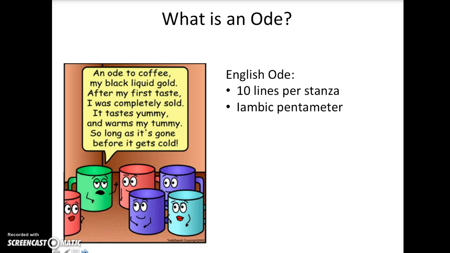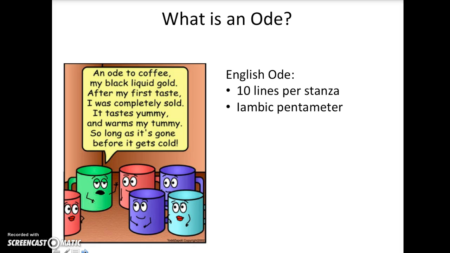An ode is a formal poem of praise honoring a person, event, or season. English odes typically have 10 lines per stanza and are written in iambic pentameter. The other thing about an ode is that it is typically exaggerated and almost funny.